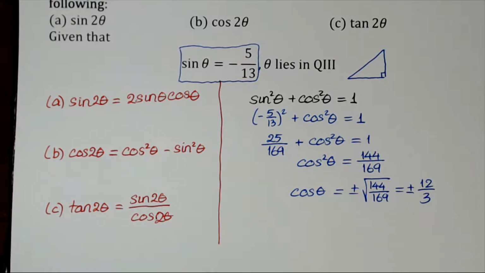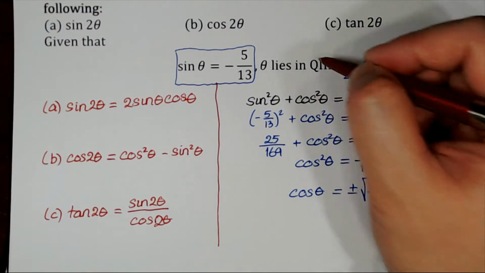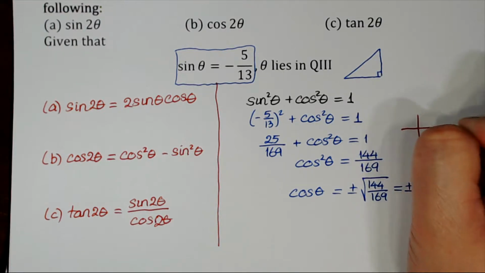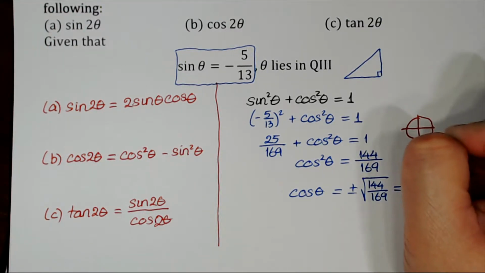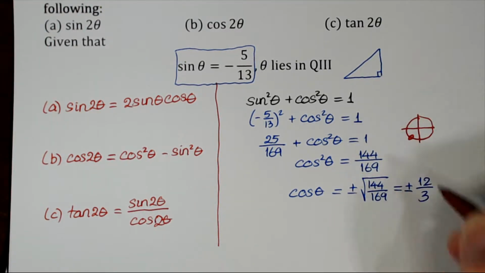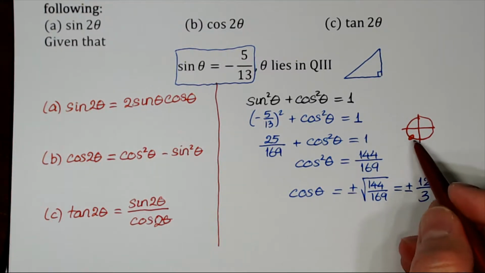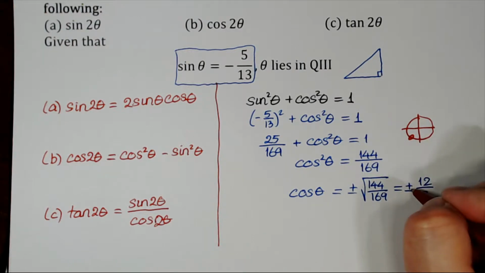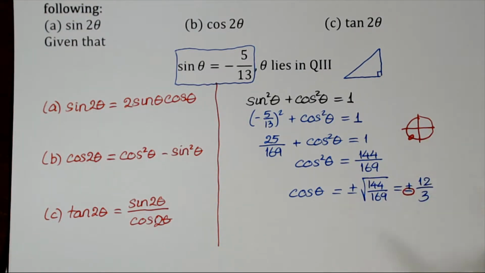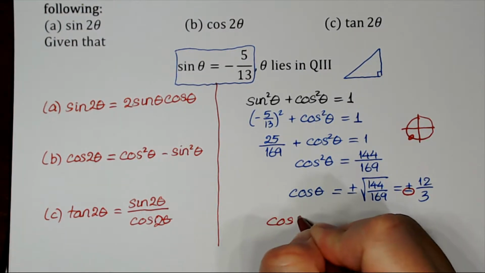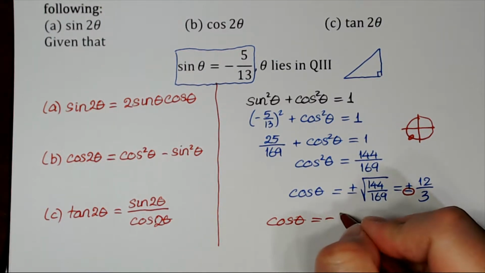Right, then we just need to determine the quadrant. It is given that it is in quadrant 3. Now in quadrant 3, the x value is negative, the y value is negative, and the cosine will be negative. So we have cosine theta is negative 12 over 13.